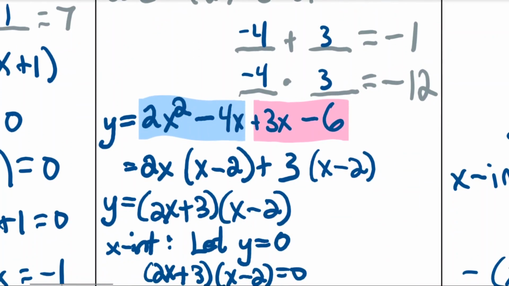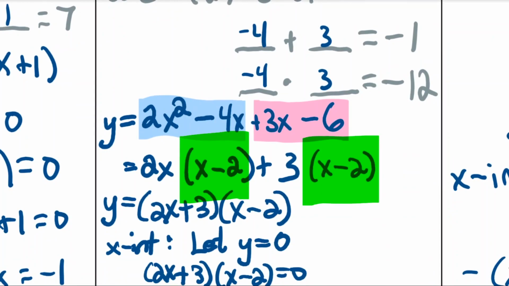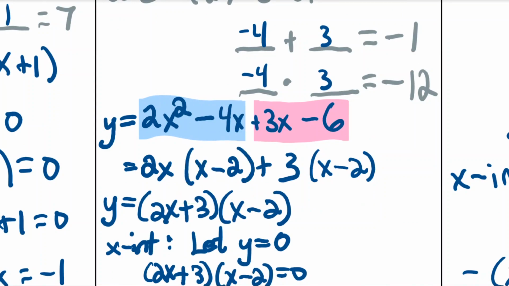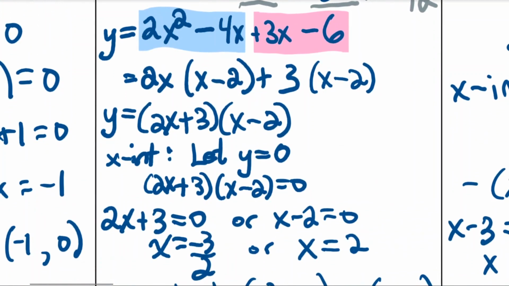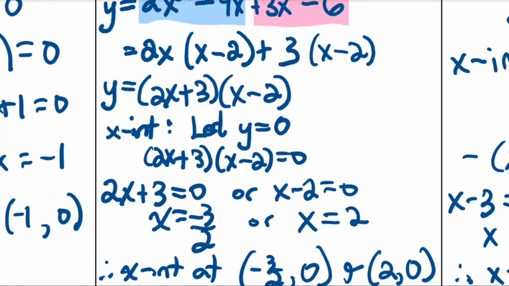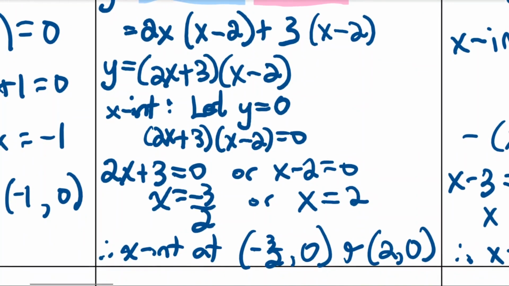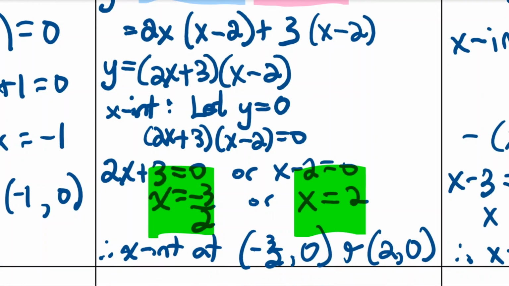Now, because we have an x minus 2 and x minus 2, we can factor these expressions, right? That's x minus 2 there, times the 2x plus 3. So there's our factored form for our equation. So we can let y equal 0 to find our x-intercepts. As a result, we get x equals -3/2 and x equals 2.